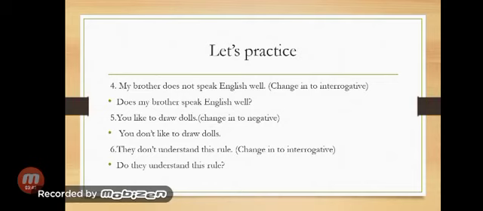You like to draw dolls. Change into negative. You don't like to draw dolls. They don't understand this rule. Change into interrogative. Do they understand this rule?